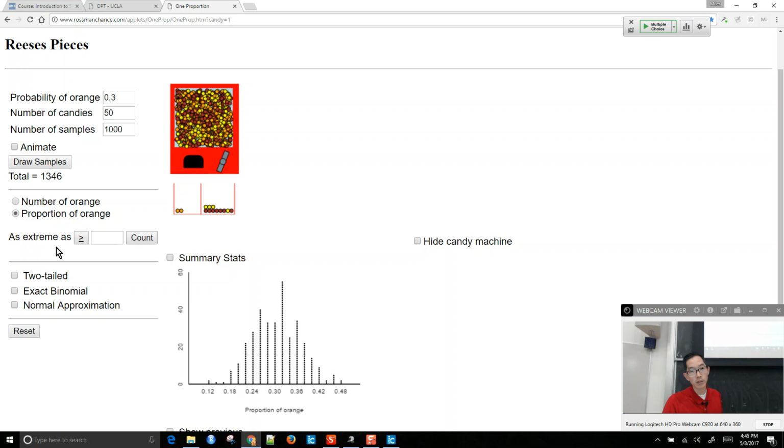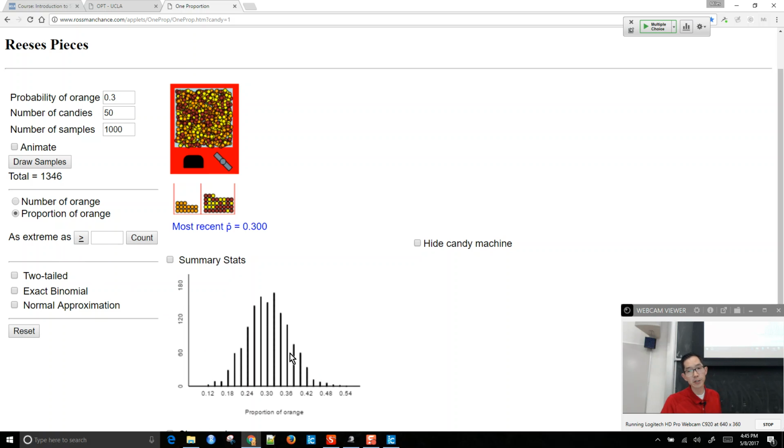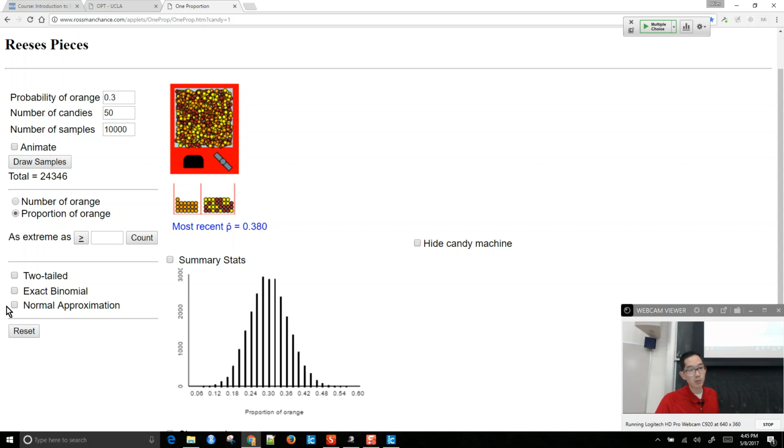I'm going to do 1,000 values. Okay, this is our distribution after 1,000. Our distribution after 2,000, after 3,000, and let's just say we're going to do 10,000. So here's my distribution after 14,000. This is my distribution after 24,000 random samples. So this is simulating doing it 24,000 times: scooping out 50 pieces of candy, counting them up, and then dumping them back in.